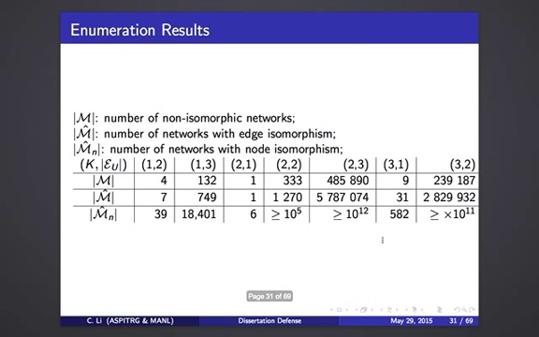So here is a summary of enumeration of networks with different sizes. The first row shows network sizes. The second row shows non-isomorphic ones. The third row shows isomorphic ones with edge isomorphism. And the fourth row shows isomorphic ones with node isomorphisms. As we can see, without isomorphism, there are already millions of networks. And with isomorphism, especially node isomorphism, there will be trillions of networks.